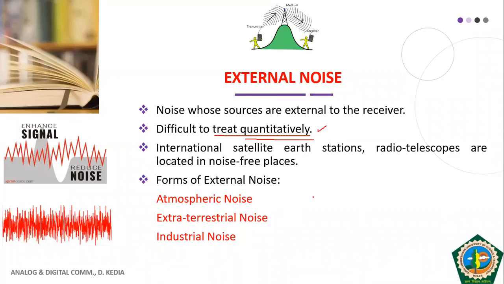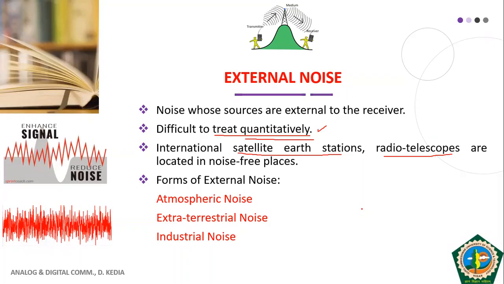You must have heard of satellite earth stations and radio telescopes. These earth stations and radio telescopes are located at very far away places from the hustle and bustle of the city. It is because these are located in noise free, very remote places, where there is very little presence of noise. Almost noise free places are where we locate our satellite earth stations and radio telescopes. I hope all of you have understood this.